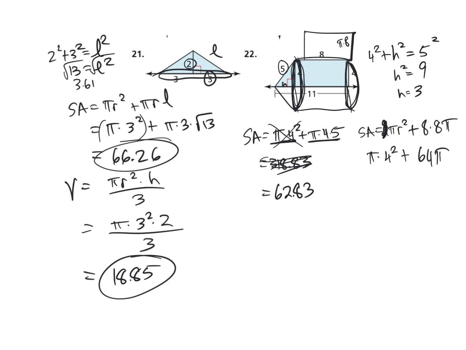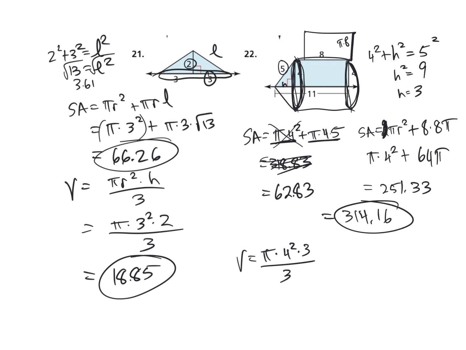Let's figure that out. 16 pi plus the group of 64 times pi. So we get a surface area of 251.33. Add that to 62.83, and your total surface area is 314.16. The volume of the cone is pi times the radius squared and times the height of 3 divided by 3 because it's a cone.